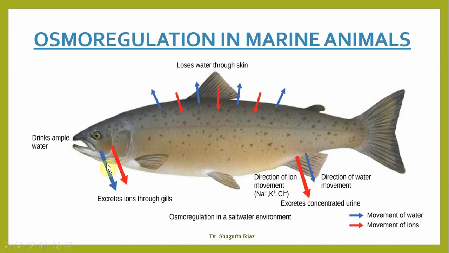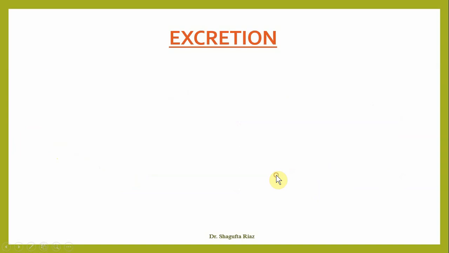They excrete ions through their gills, and again with the excretion, but how is it maintained or regulated? Because they drink an ample amount or huge amount of water, the ions come into their body with the seawater, right?